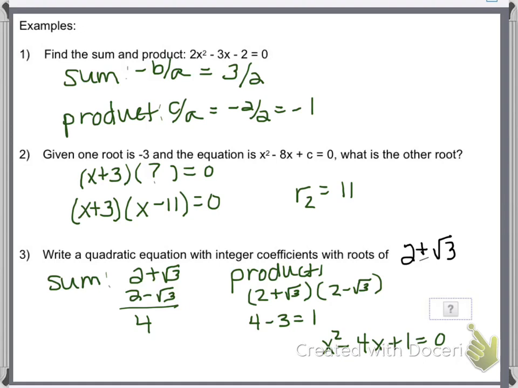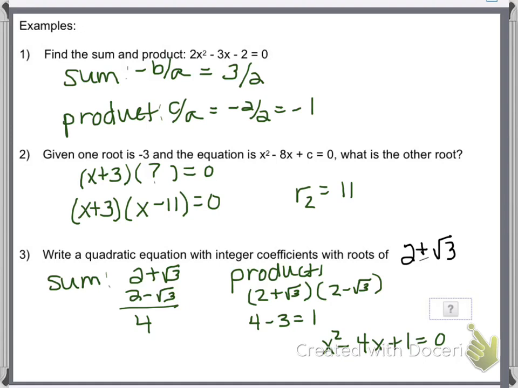So basically, what other factor do we need, or what other number do we need to get -8 as the b term? So if we have a positive 3, we need a -11, because -11 plus 3 gives us -8. So x minus 11 is the other factor, and our root is then 11. Sometimes they'll also ask you what c is, so then you would have to say c is -33.